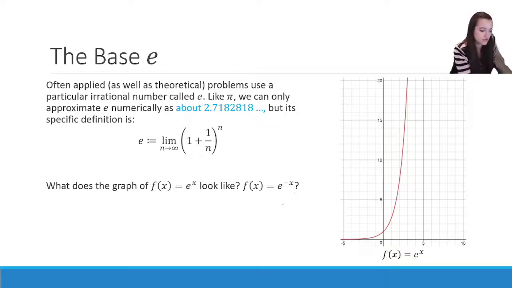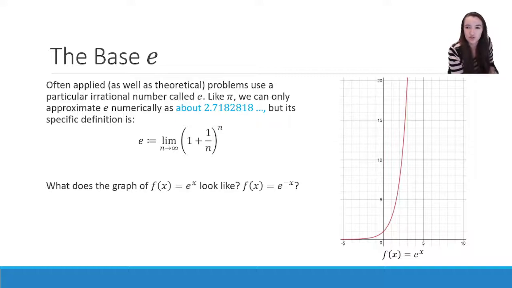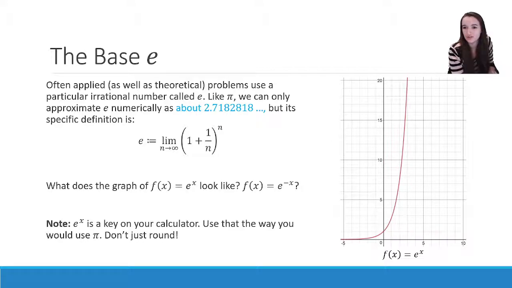e to the negative x, on the other hand, well, as we know about our negative exponents, that's going to be equal to 1 over e to the x. So that's going to be one that's going this way, flipped over the y-axis, etc. Essentially, all you need to take away from here is what direction e goes in, generally what number it is, but use your e key on your calculator, and it shouldn't be too difficult.